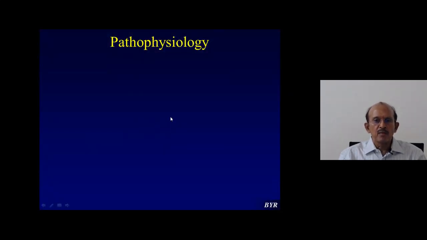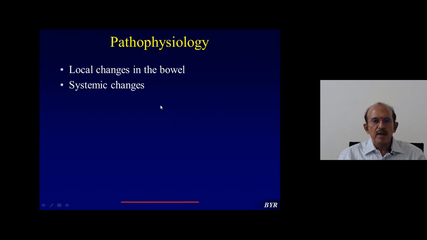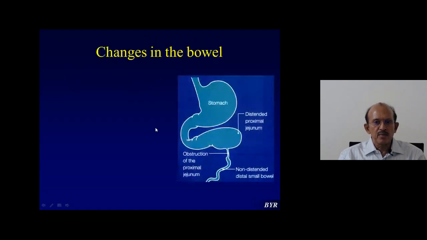What will happen if intestinal obstruction occurs? So what is the pathophysiology? There will be changes locally in the bowel due to obstruction, and because of that, there will be systemic changes. So what are the changes in the bowel? You can see here, there is an obstruction in the small bowel.